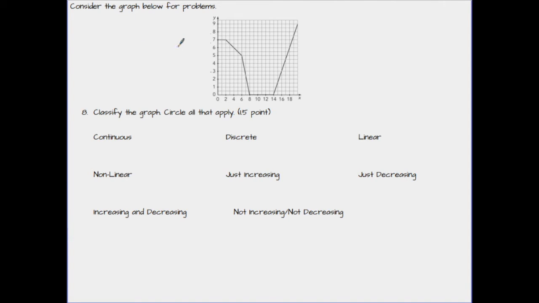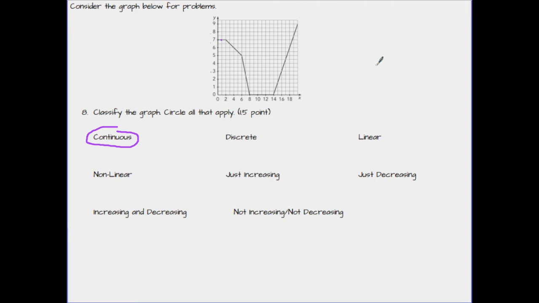All right, consider the graph below for this problem. Classify the circles that apply. So this is continuous, yes. Remember, continuous means that it's following this line. Discrete would have been like just a couple dots. If it was only dots like this instead of being connected by a line, that would be discrete.